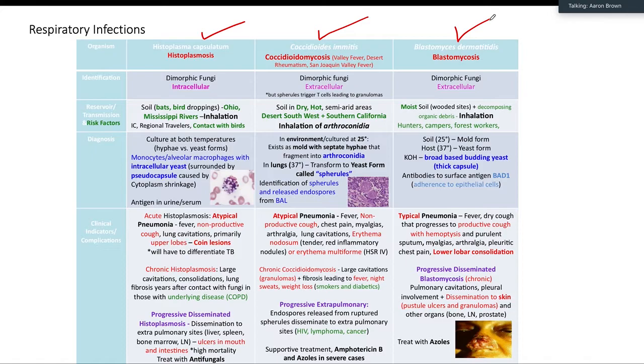So on this slide, I can kind of slow down a little bit and have someone tell me, with histoplasmosis, for example, what history are you looking for in your patient? Eva, can you tell me a patient history that might make you think of histoplasmosis as a cause of your pneumonia?